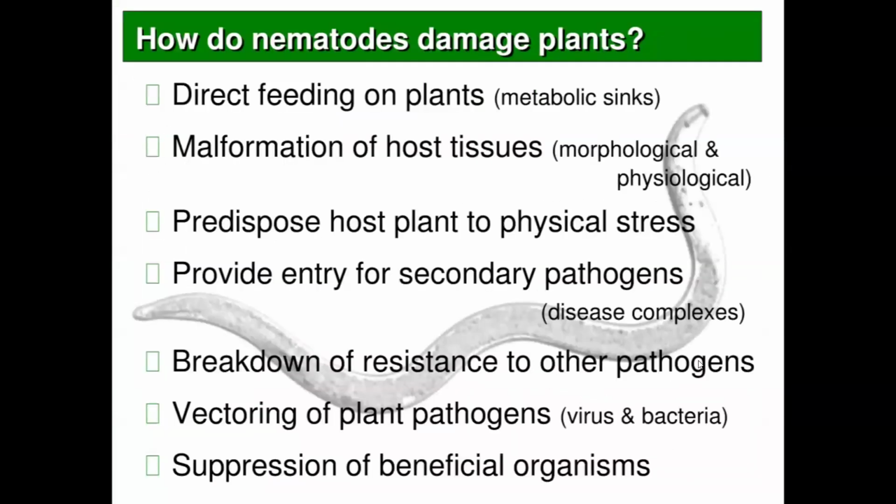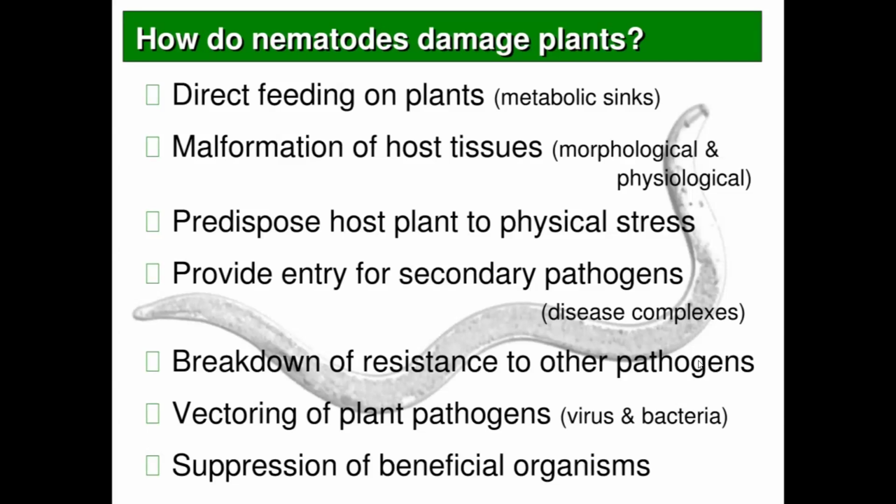So how do nematodes damage plants? Through direct feeding on the plant roots, right? Through malformations they cause on the host tissue. They also can predispose this host plant to other physical stress. Imagine wounds on your body. What happens is just anything can penetrate if they are not cleaned properly.